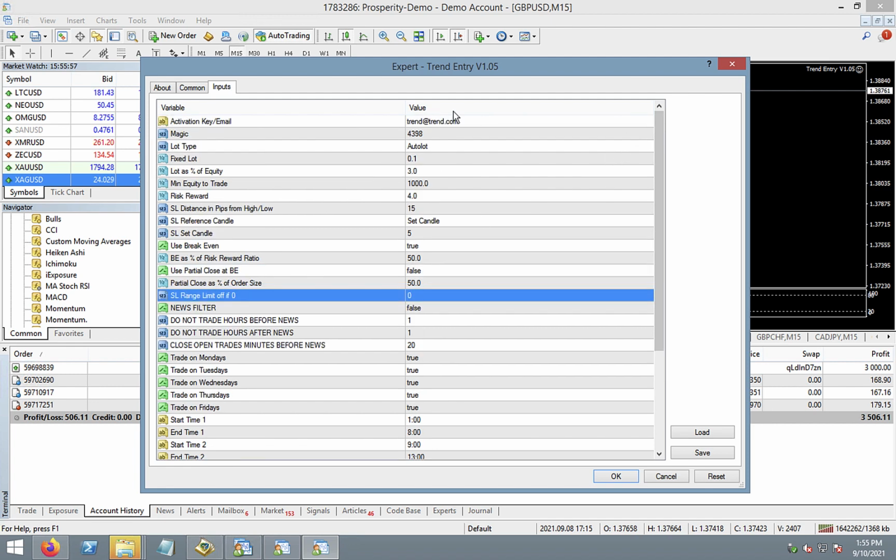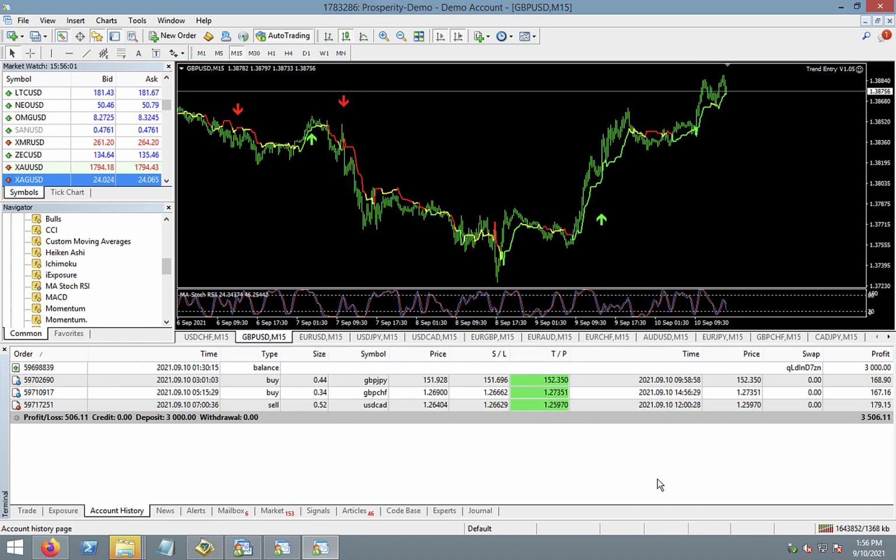So let's look at some of the results based on how I have it set. Like I said, I've only tested it for maybe 6-7 hours so far, so it hasn't been that long.